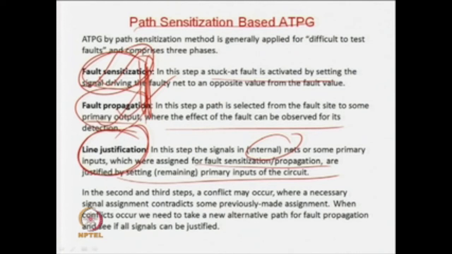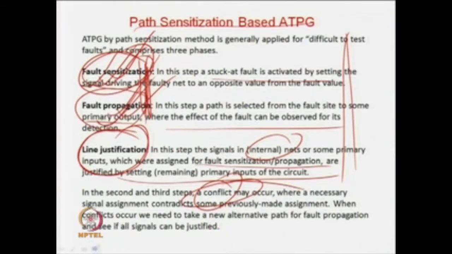Once it can be justified, then you are very happy, because sensitize, propagate and justify have been done, your fault effect has been propagated to the output, and you can observe it. But we keep saying this is straightforward, sensitize, propagate, justify, but life is not very simple, because many times you can have a conflict. That is, you have gone for fault sensitization and fault propagation, but there is no primary input combination which can satisfy sensitization and propagation. Then you have to go for an alternate path, and we will see that by an example. That is why it is a very difficult thing.